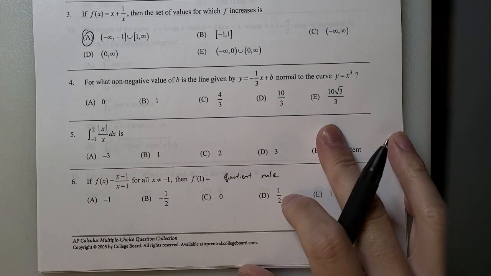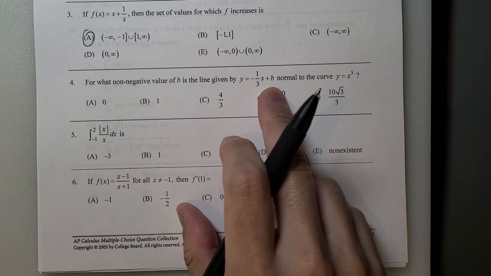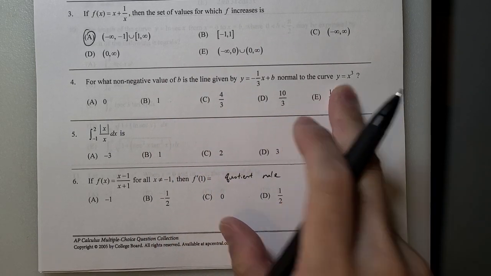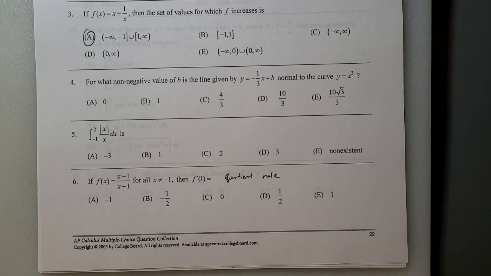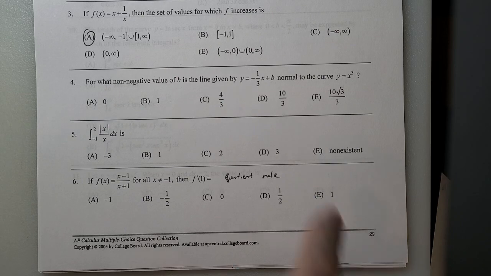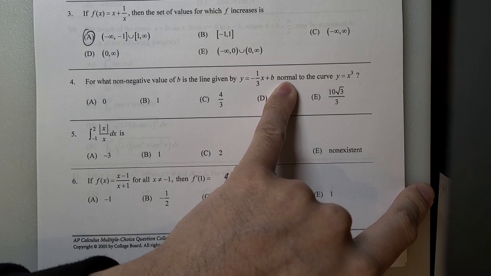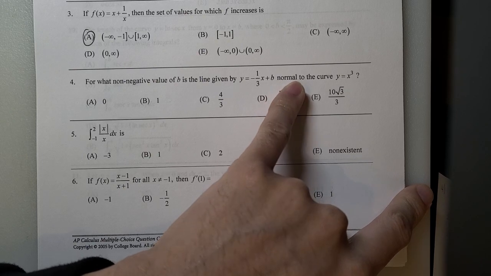Okay, for what non-negative value of b is the line given by y = -1/3 x + b normal to the curve y = x cubed? This I have worked out here. So here, the normal line is perpendicular to the tangent line. That's the key point.